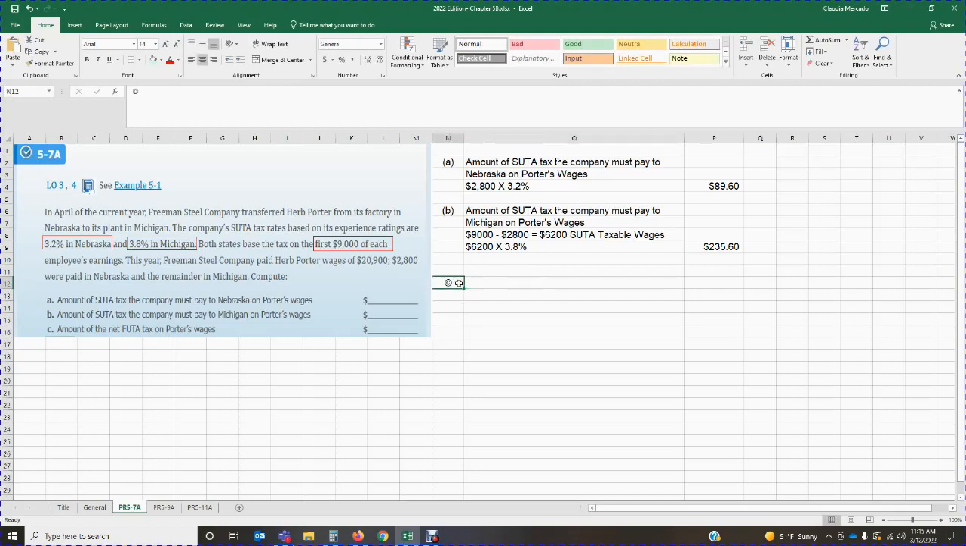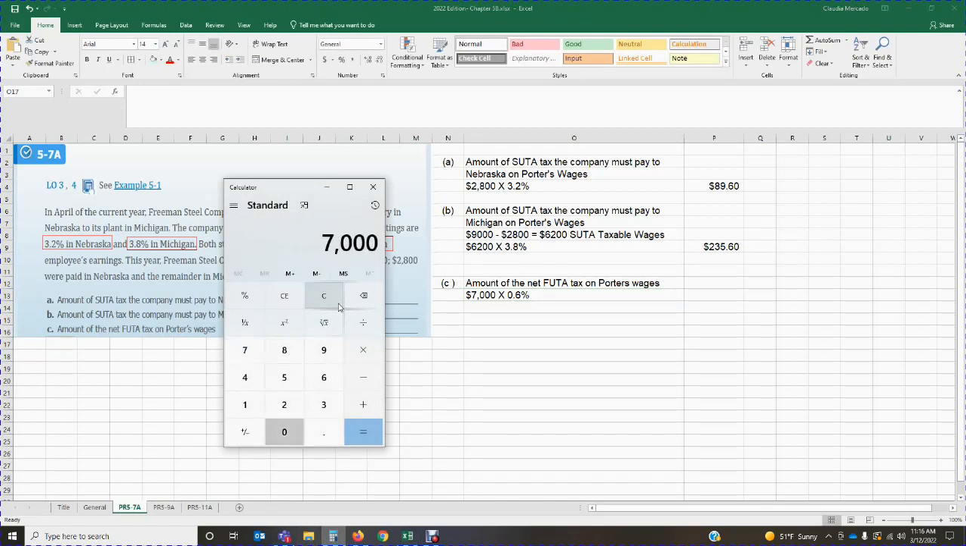Letter C is the amount of the net FUTA tax on Porter's wages. For FUTA, I don't care what state they're in, we are going to pay FUTA taxes on the first $7,000 of wages. That does not change. My FUTA rate is 0.6%. I'm going to get my 7,000 times my 0.6%, and that's going to give me $42.